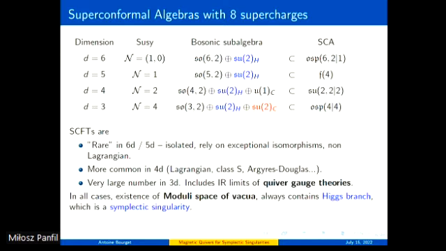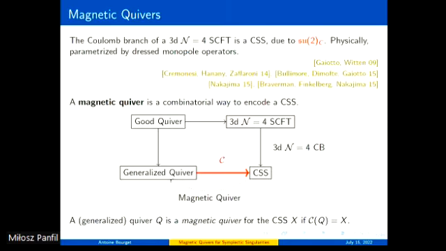And this plays a fundamental role in this story. Actually, this is the central character of this story. So let's give the definition. This is the main slide. What is a magnetic quiver? As we just saw, the Coulomb branch of a 3D N=4 superconformal field theory is a conical symplectic singularity.